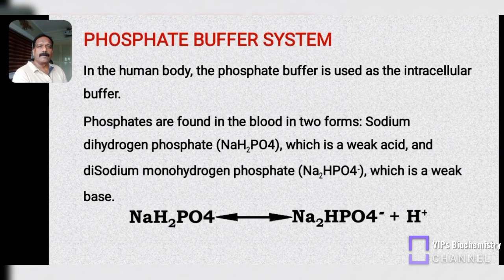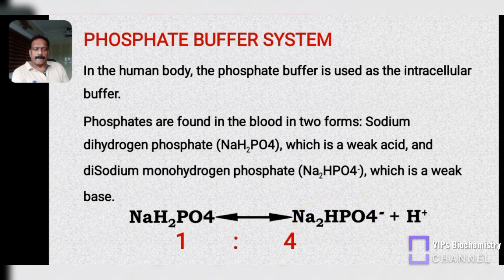Now finally, the phosphate buffer system. In the human body, the phosphate buffer system is used as an intracellular buffer system. Phosphates are found in two forms in blood, namely sodium dihydrogen phosphate, NaH2PO4, which is the weak acid component, and disodium monohydrogen phosphate, Na2HPO4, which is the conjugate weak base of this buffer system. Now you can see how this is formed and broken down here, and the ratio of NaH2PO4, the acid component, and Na2HPO4, the basic component, is 1:4 with the basic component dominating.